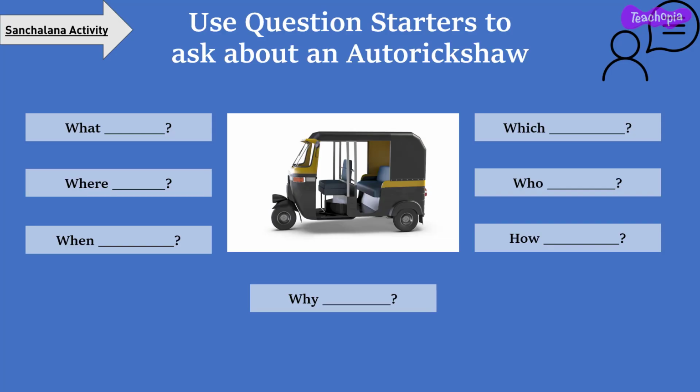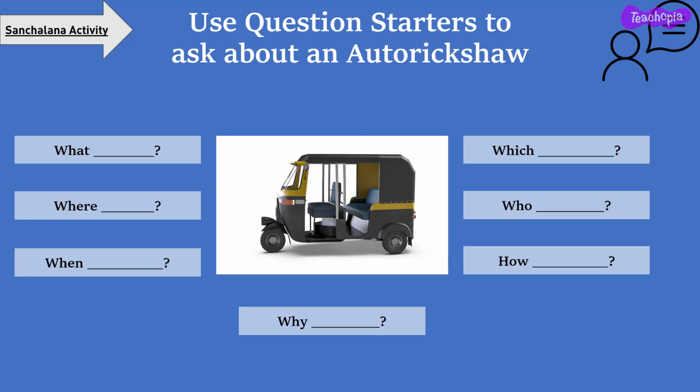Now to our first Sanchalana activity. Here, the teachers are required to use question starters to ask about an auto rickshaw. You can use question starters like what, where, when, which, who, how, and why to come up with questions, but they must all be based on an auto rickshaw. You have about 2 minutes time to conduct this activity at your centers.